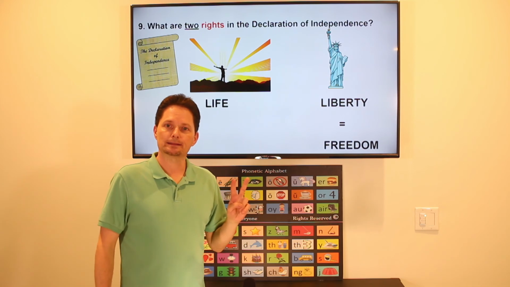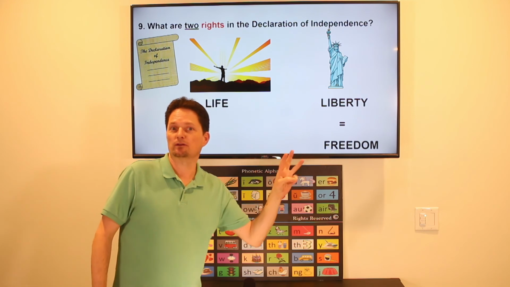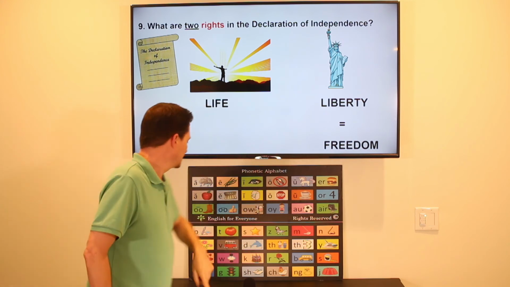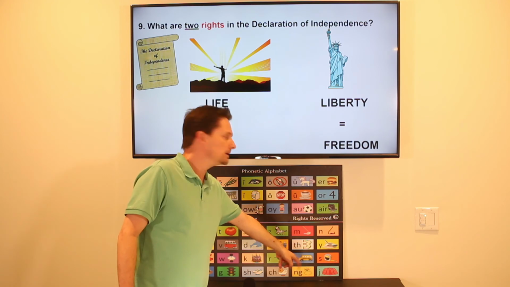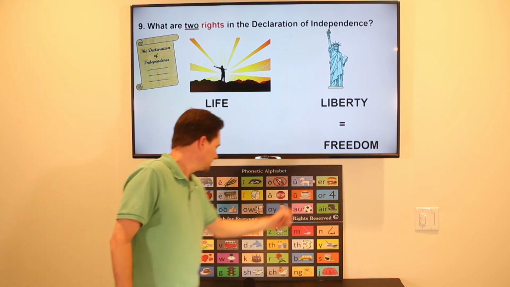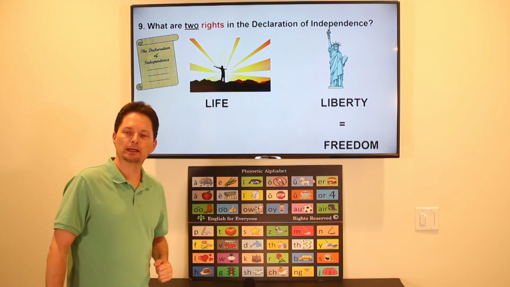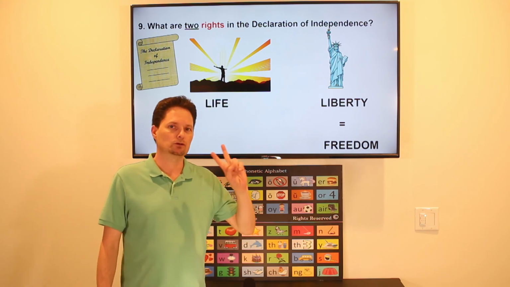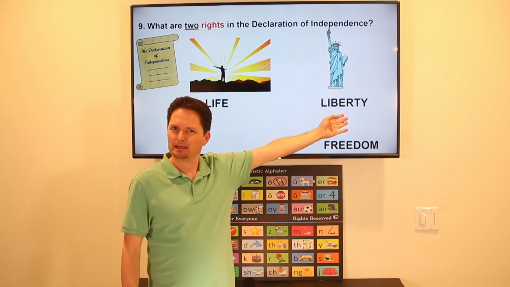Question number 9. What are 2 rights in the Declaration of Independence? Life, liberty, and the pursuit of happiness. But you only need 2. So, life and liberty. Easy. Liberty, liberty. That's right. In America, we don't say liberty, we say liberty. Life and liberty are 2 rights in the Declaration of Independence. And liberty, what is liberty? Liberty is freedom.